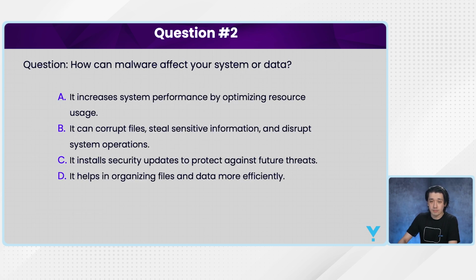Question 2. How can malware affect your system or data? A. It increases system performance by optimizing resource usage. B. It can corrupt files, steal sensitive information, and disrupt systems operations. C. It installs security updates to protect against future threats. D. It helps in organizing files and data more efficiently. I'll give you a second.